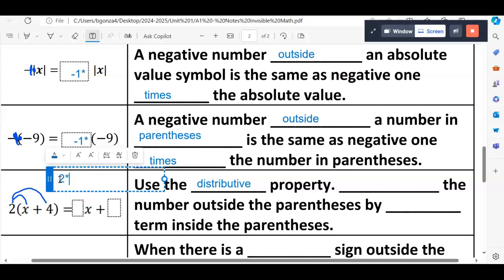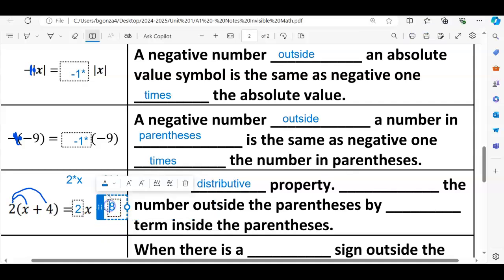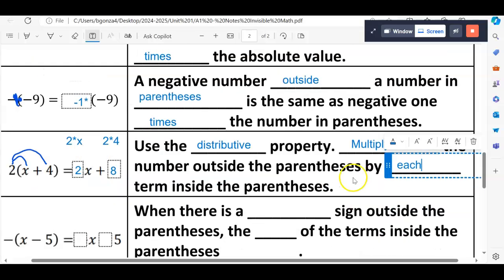So on this one, it's 2 times x. Now this one, it's 2 times 4. Well, 2 times x is 2x. 2 times 4 is 8. Cool. So use the distributive property, multiply the number outside the parentheses by each term inside the parenthesis.